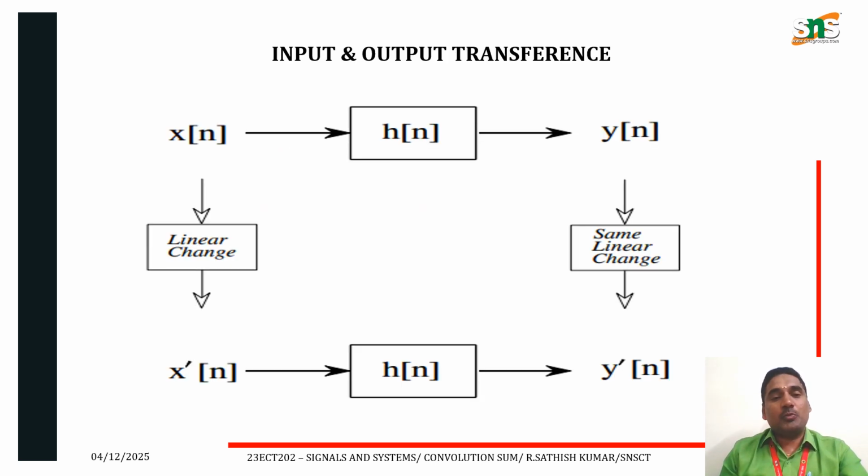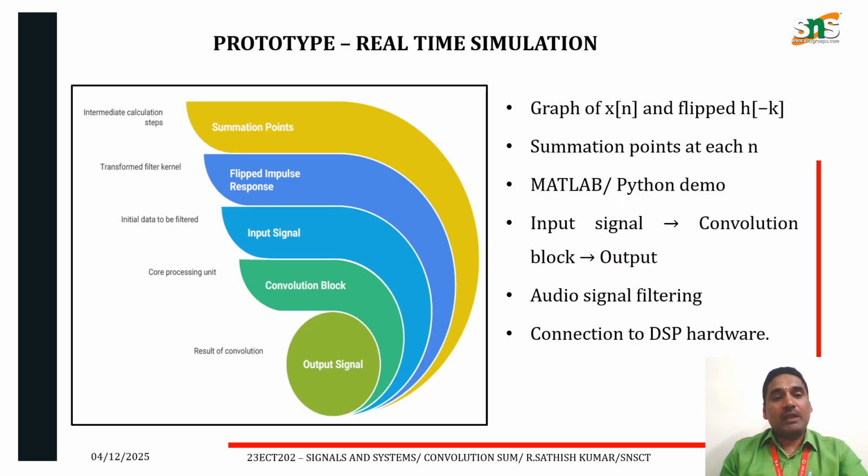Next one, input output transference. When x of n is applied to h of n, it produces output y of n. For linear change, x dash of n can be applied to h of n, which produces the output as y dash of n. Next one, prototype, how it can be applied with real-time simulation.